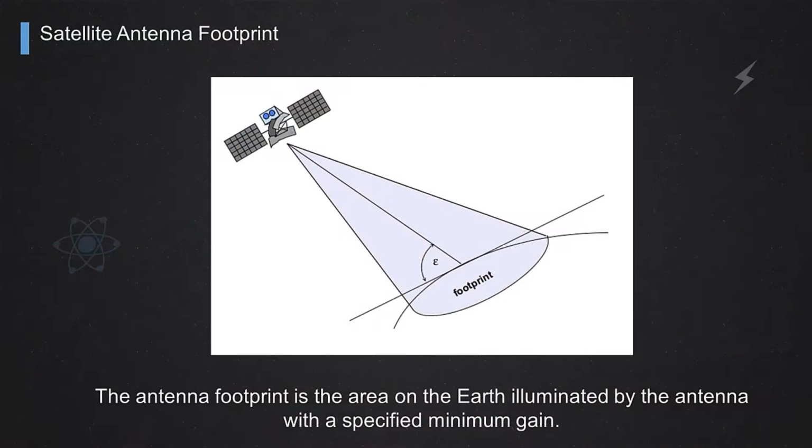So let's speak about the satellite antenna footprint. In the slide, you can see a satellite. The orbit is not defined, and this satellite is radiating through its antenna, and you can imagine the pattern of the antenna somehow illuminating one part of the Earth. This part of the Earth that is illuminated by the main beam of the antenna, and for which you can define a minimum gain, is in fact called the footprint, the antenna footprint, the satellite antenna footprint.